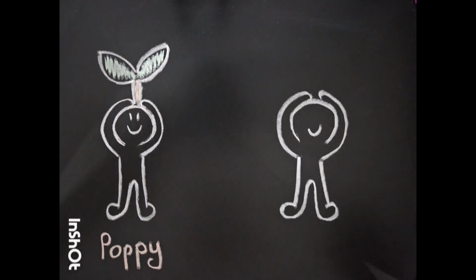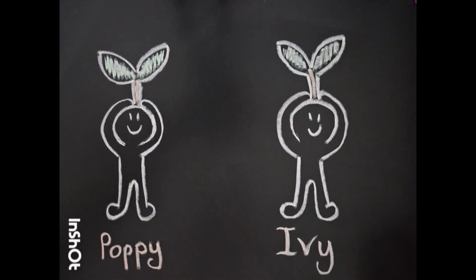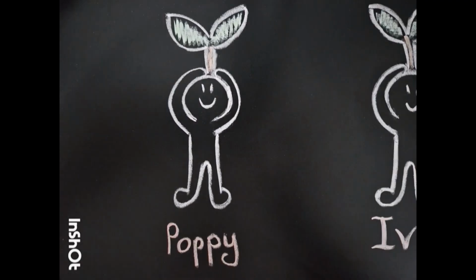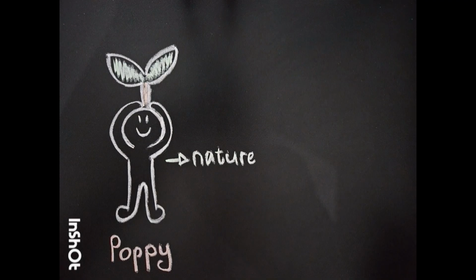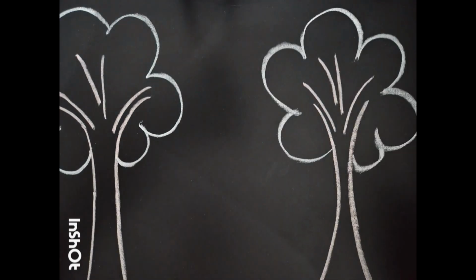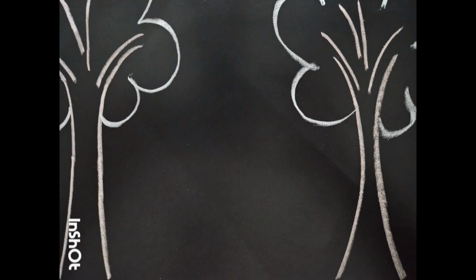Our first seedling is Poppy. Say hi, Poppy. Our second seedling is Ivy. Say hi, Ivy. Poppy is going to explain the concept of nature. Poppy's story takes place in a wood, or a forest if you will. But that's not Poppy. Let's look closer.